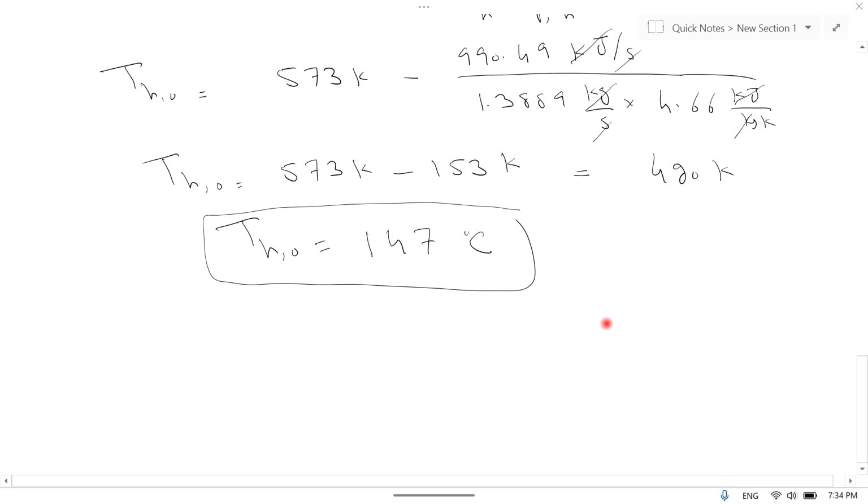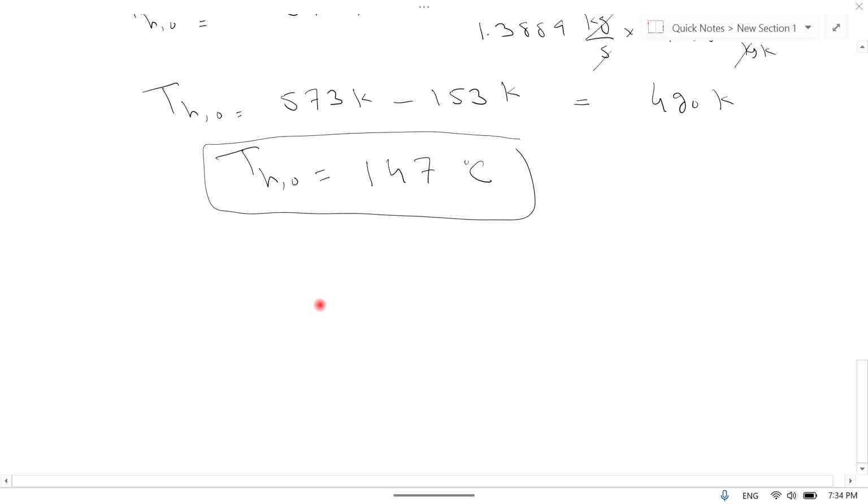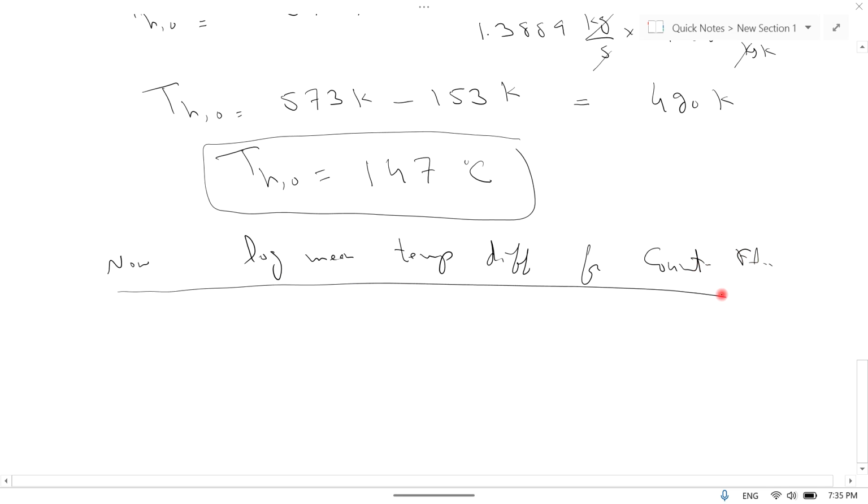Now, log mean temperature difference per counterflow is equal to del T1 minus del T2 divided by natural log of del T1 divided by del T2. So first we find del T1 and del T2.